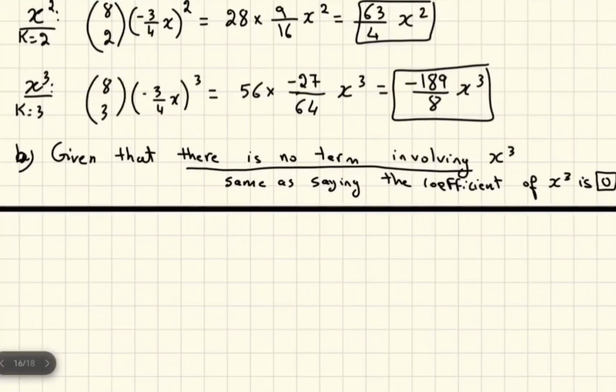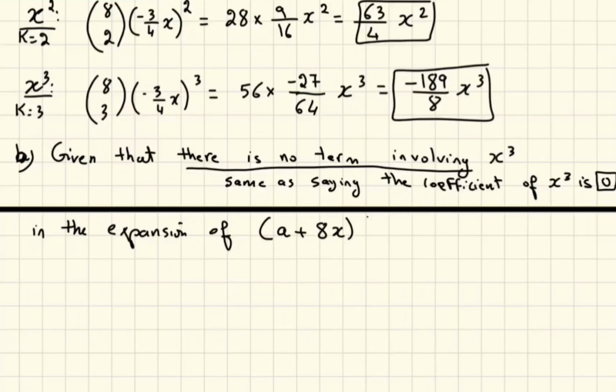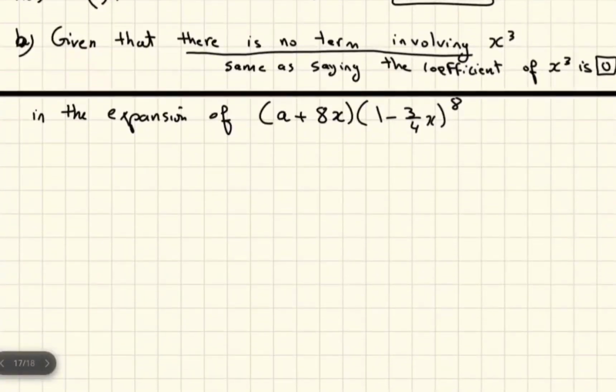Now, the question is, given that there is no term in x cubed in the expansion, and they told you the expansion of (a plus 8x) multiplied by (1 minus 3 over 4 x) exponent 8. So they want you basically to expand this, and then the term with x cubed should not be there. So the coefficient of x cubed must be 0. Find the value of a using this fact, which is no term in x cubed.